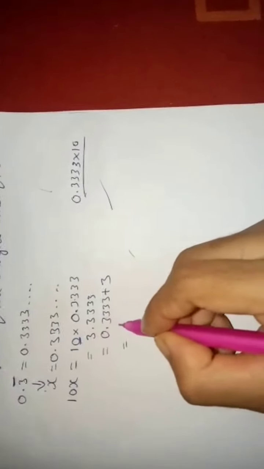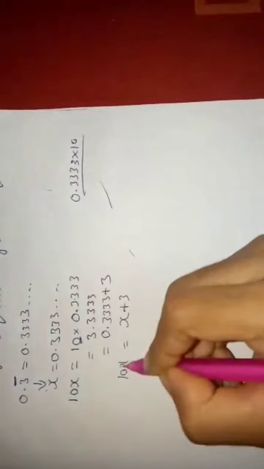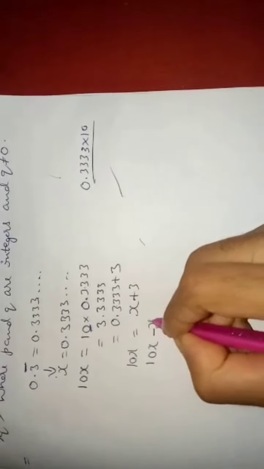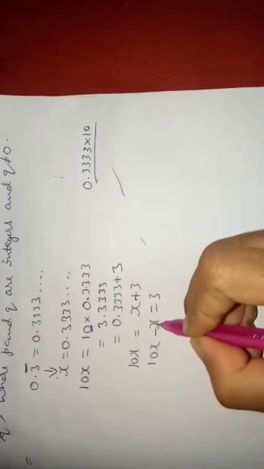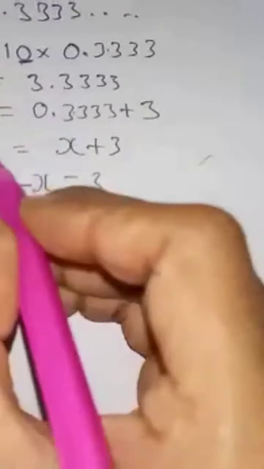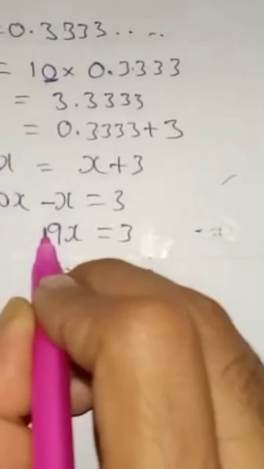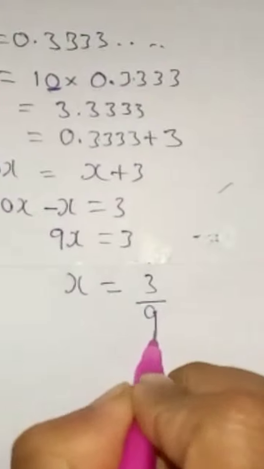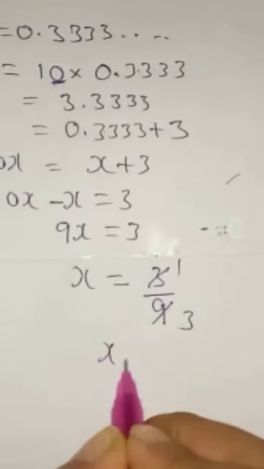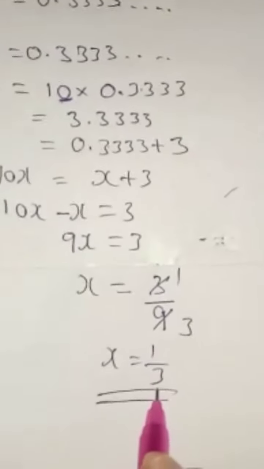Next, write this. This is x, right? x plus 3. Here 10x. Bring the x terms together. 10x, when you bring to other side, plus becomes minus, is equals to 3. 10x minus x is 9x equals to 3. So x equals to 3 by 9. When you take to other side, it becomes division. So 3 ones are 3, 3 threes are 9. So x equals to 1 by 3. So you got the answer. x equals to 1 by 3.